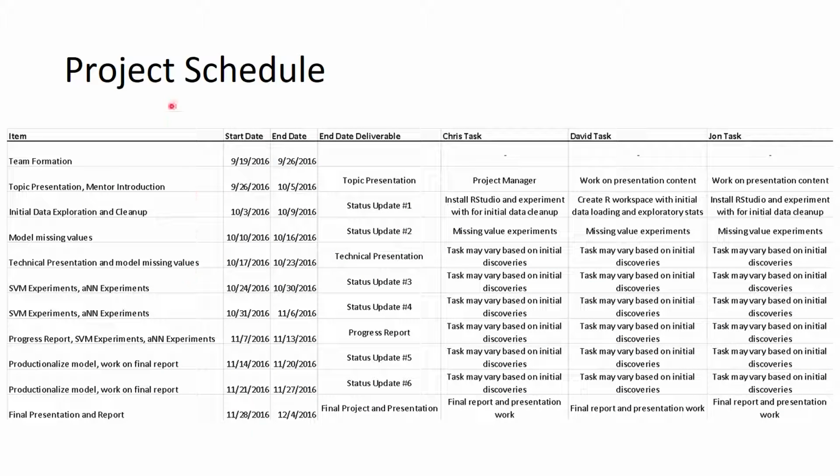Last but not least, here's our project schedule. As you see, here's my task, David's task, and John's tasks. Right now this is a very loose schedule, which will most likely be changed. As you can see, there's a lot of variance in here, as some of the tasks depend on the previous task, and so we'll have to address these later on. But right now, here's our schedule, which we will try to stick to as best as we can.